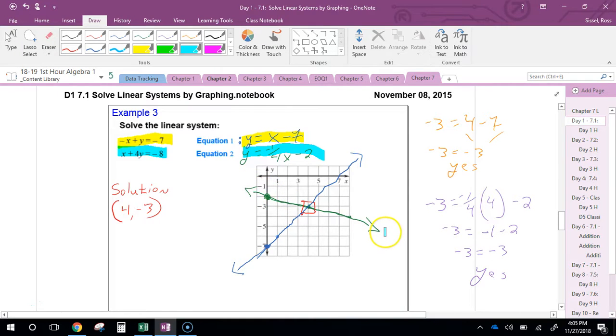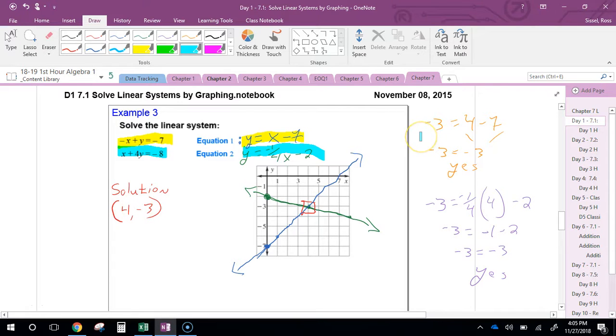Equation 2, when I solved it, came y equals negative 1/4 x minus 2. Graphed it. There's where we intersect. So that would have been coordinate (4, negative 3). Okay, so (4, negative 3) is my solution.